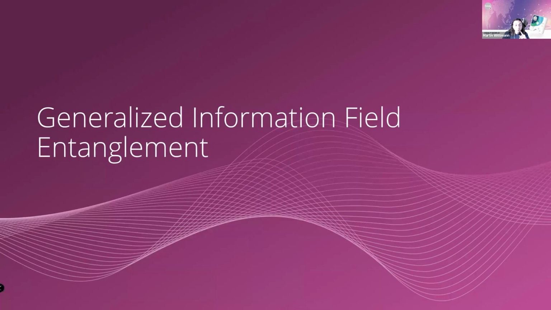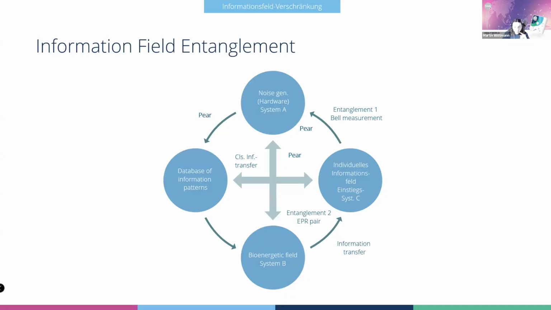Now, generalized information field entanglement. This is actually the most important slide of this presentation. So what do we see here? First, on the bottom, we have the bioenergetic field, system B it's called here. Then we have the individual information field, and then we have the noise generator, and then we have the database of information patterns.